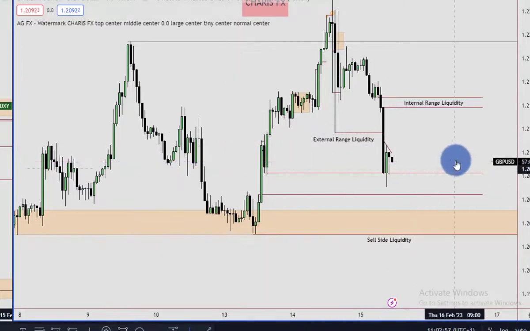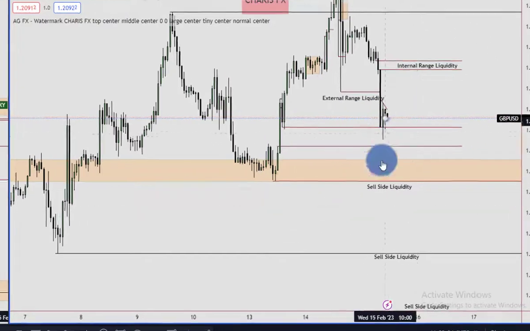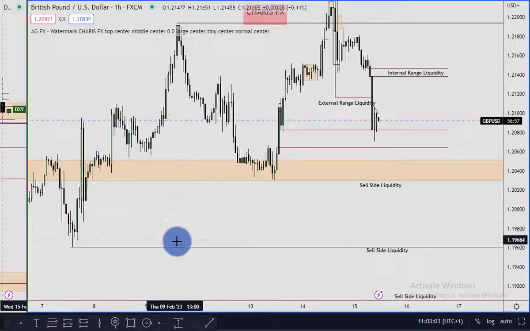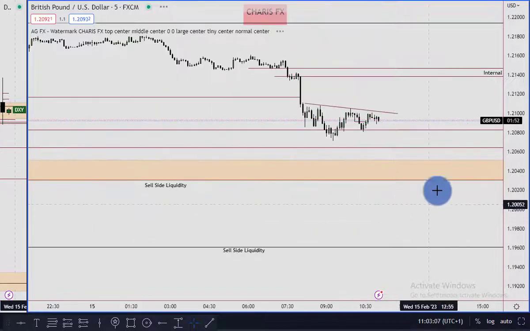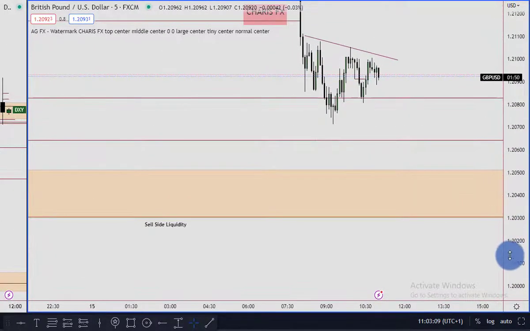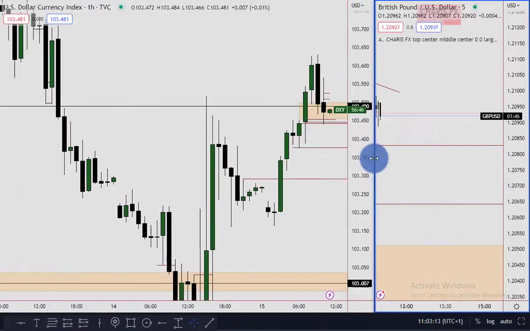So where is the GBPUSD going to go? Intraday, I'm looking at it attacking this sell side liquidity, this sell side liquidity. That's what I'm looking at. So on the 5 minutes time frame also, I'm seeing a smart money divergence. What is that SMT divergence? Let me show you here.